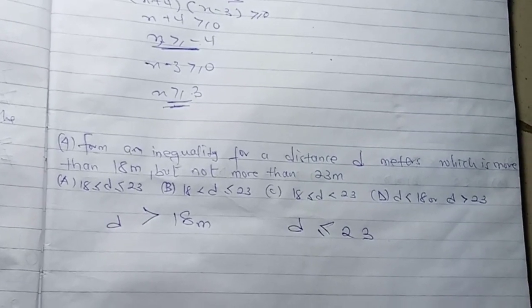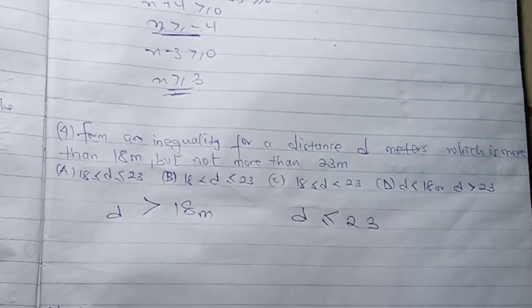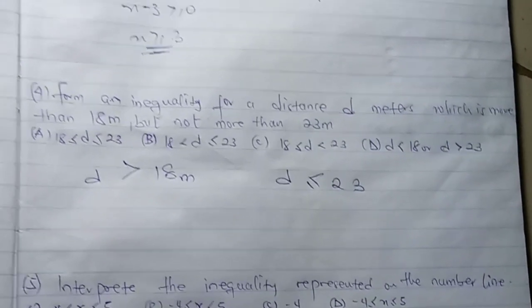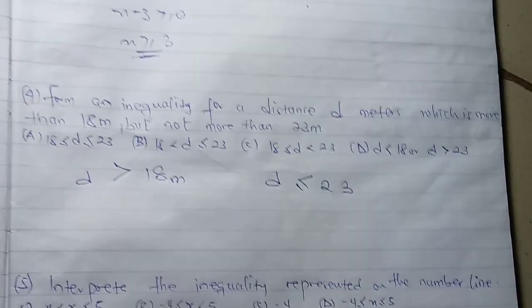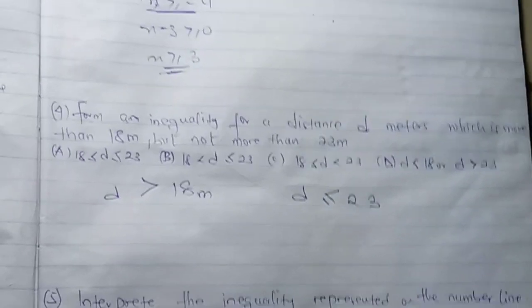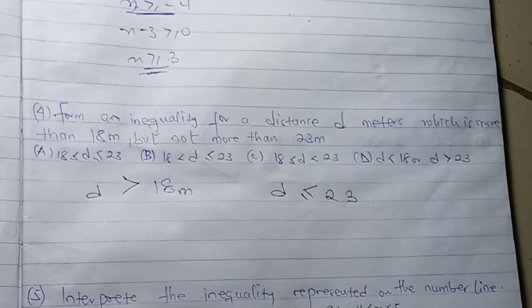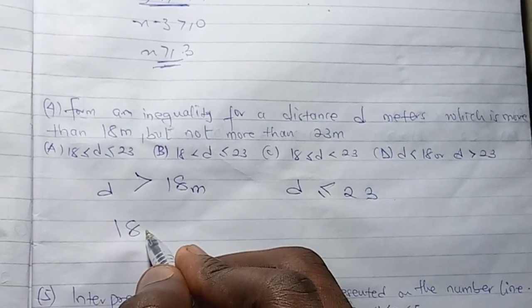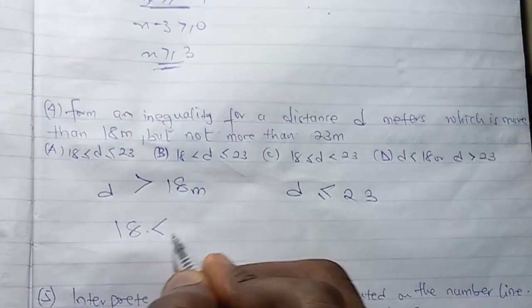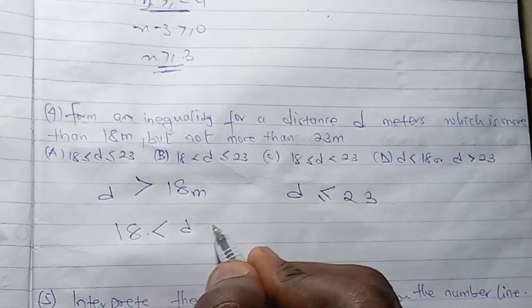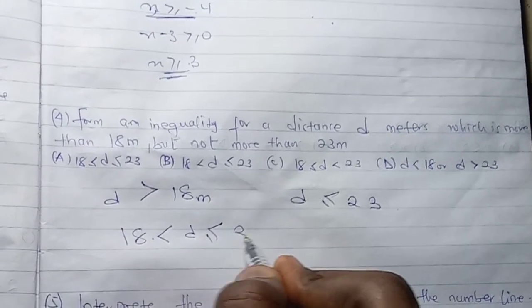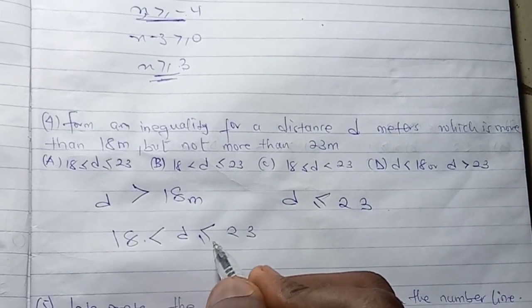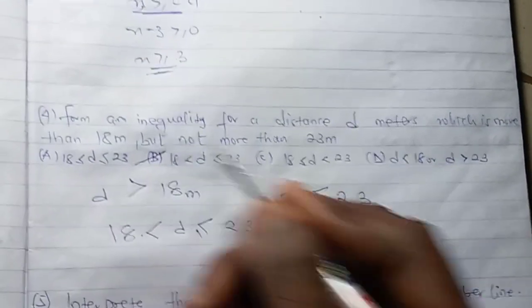So since d is greater than 18, it means d is bigger than 18. This can also be said that 18 is smaller than d, because d is the bigger value. So 18 is smaller than d, and also d is less than or equal to 23. So option B is the correct one. Correct. Next question.